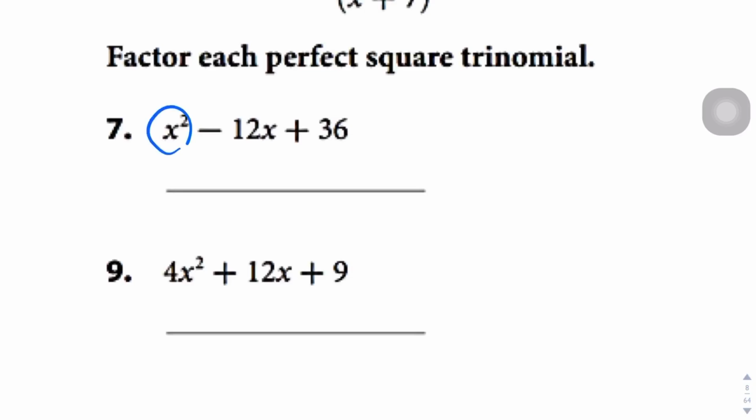X squared: the square root of x squared is just x. The square root of 36 is just 6, or if we're being mathematically correct, it's actually plus or minus 6. But let's just go with the positive version. So here we're going to write x and 6, and then x and 6. I haven't written down the operations yet, but here's what you need to know. It's going to be x minus 6, x minus 6.